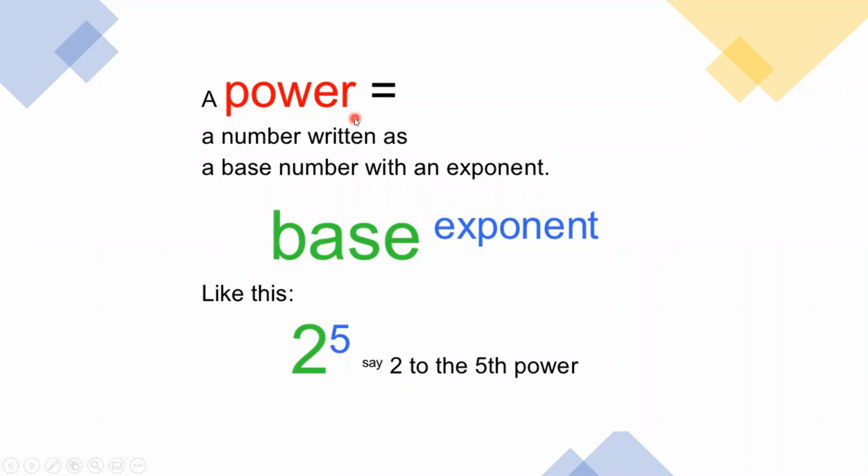Right, so a power is a number written as a base number with an exponent. Base, exponent. So the number at the bottom, guys, 2 is the base, 5 is the exponent, right? So 2 to the power of 5, the fifth power, means 5 times. I'm going to say 2 times 2 times 2 times 2 times 2, 5 times. The exponent tells us how many times we multiply the base. This is the base, the number that is on the bottom, and that is the exponent, the number on the top.